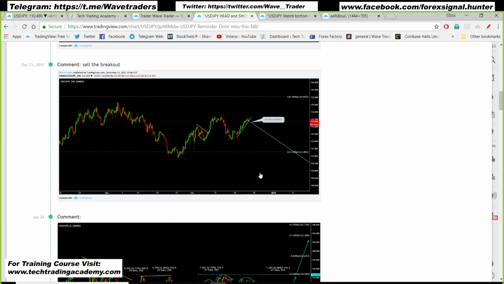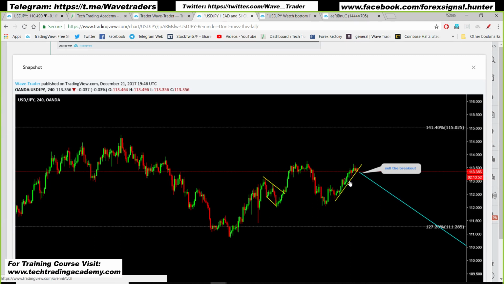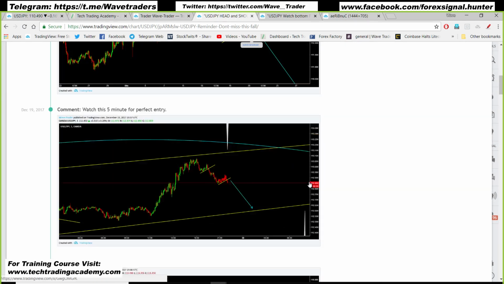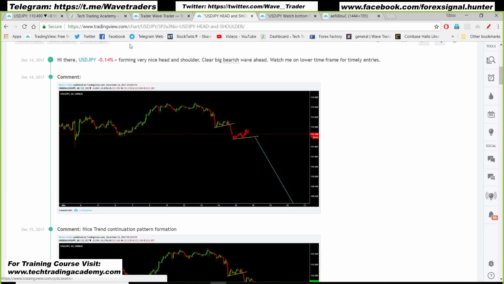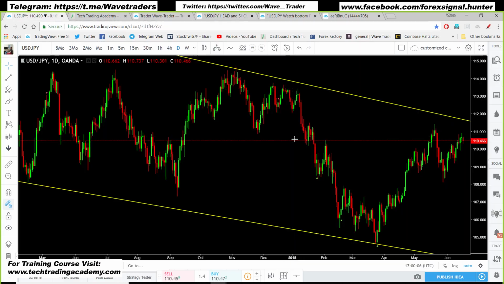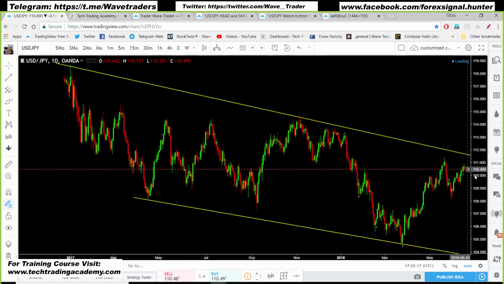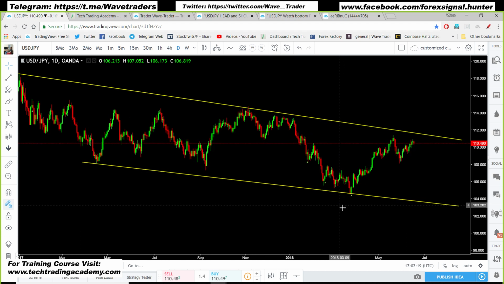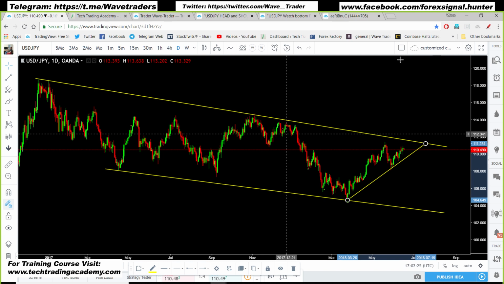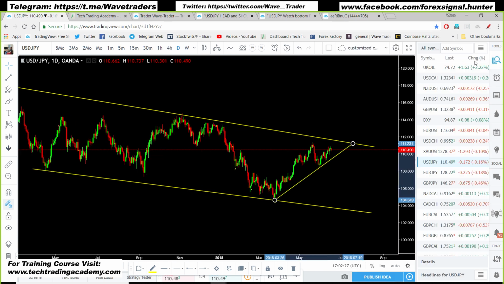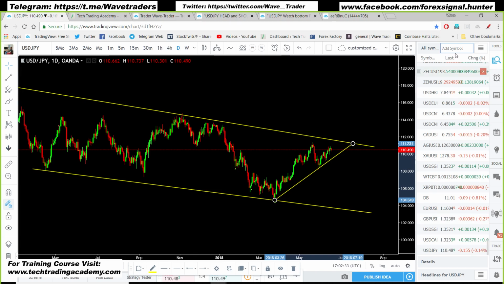On this chart we were looking for that breakdown. That's what you are having again at the current price. Same formation, same behavior, same pattern, everything is the same. So which move? Down. What is the bigger trend on the dollar yen?